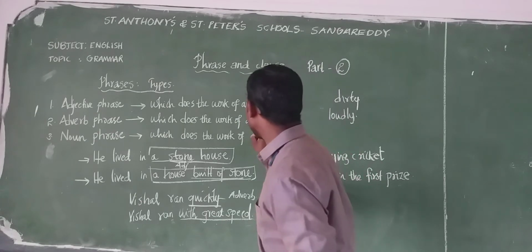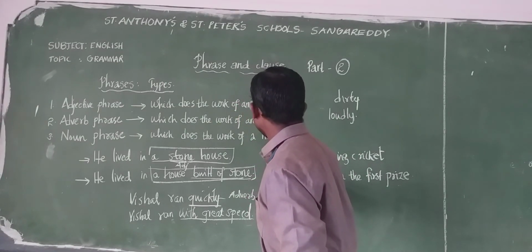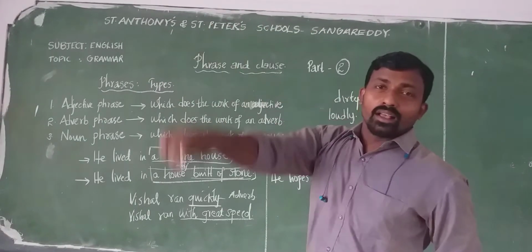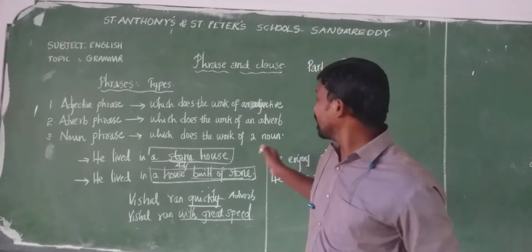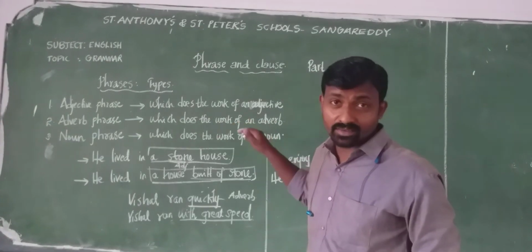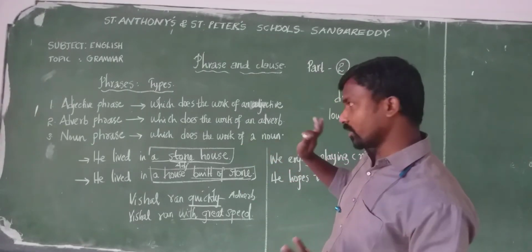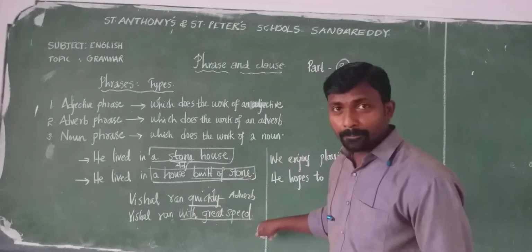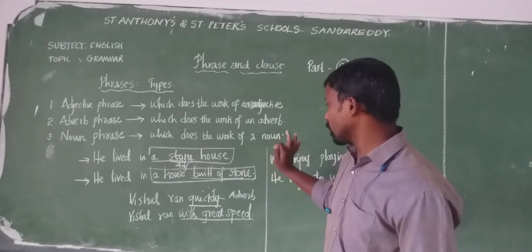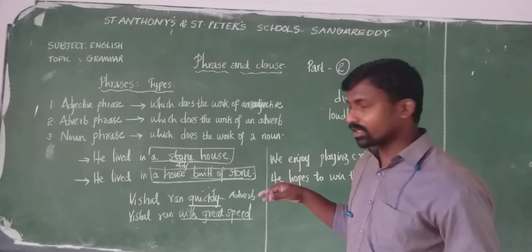Which does the work of a noun. Very good. Some of the people were ready to attack me before this correction was done because I made a mistake. Which does the work of a noun. Very good. So what did we do here? Which does the work of a noun. So now let us examine this.